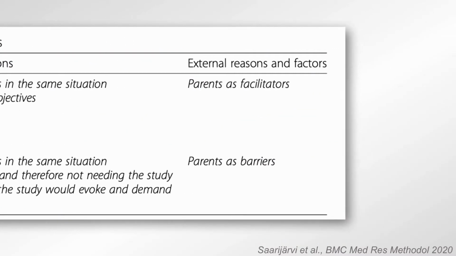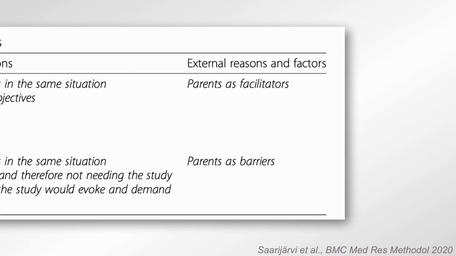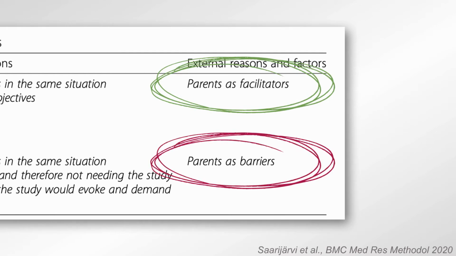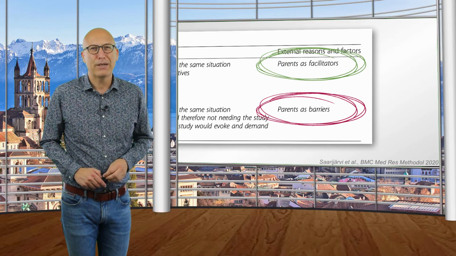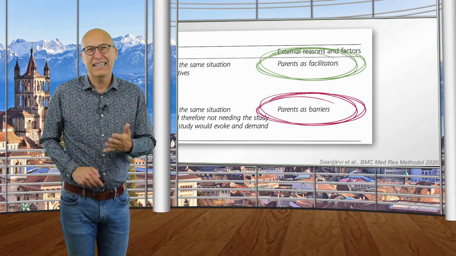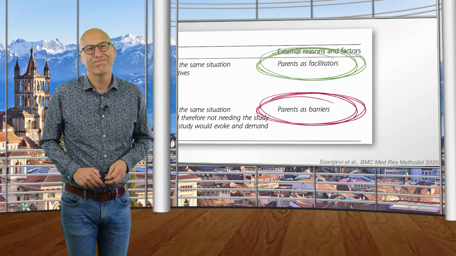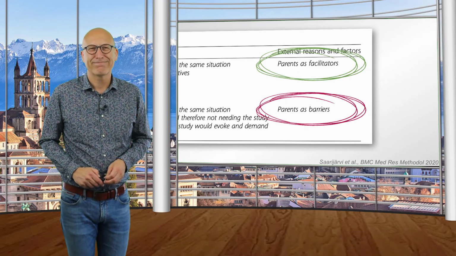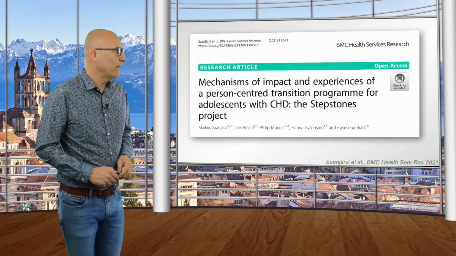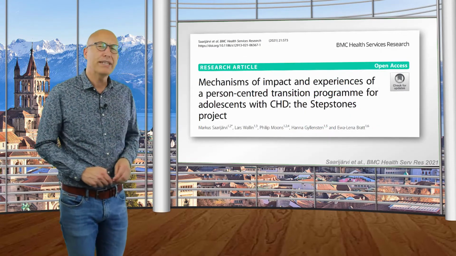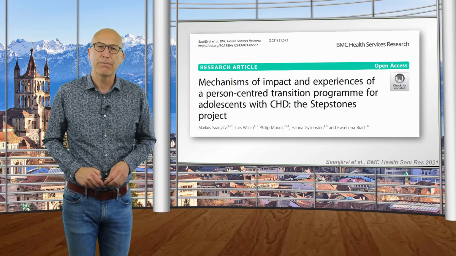And then finally, the external reasons. Here we see that parents can both be facilitators to participate, but also can be barriers. So the role of the parents in deciding whether or not they would partake in the study, that was very critical. A second paper that we published in this respect pertained to the mechanisms of impact.